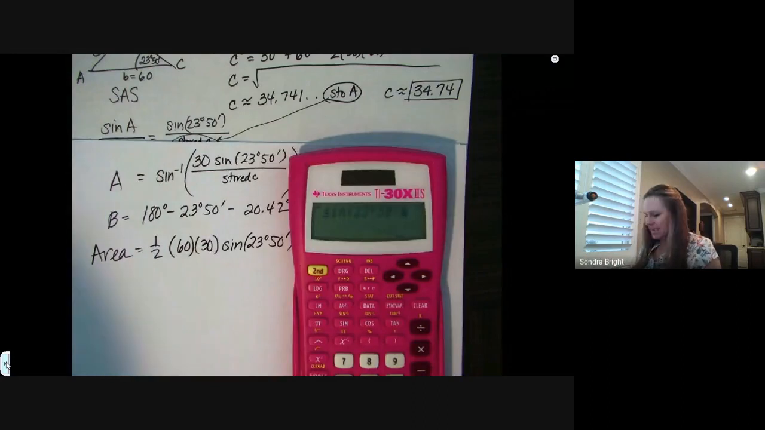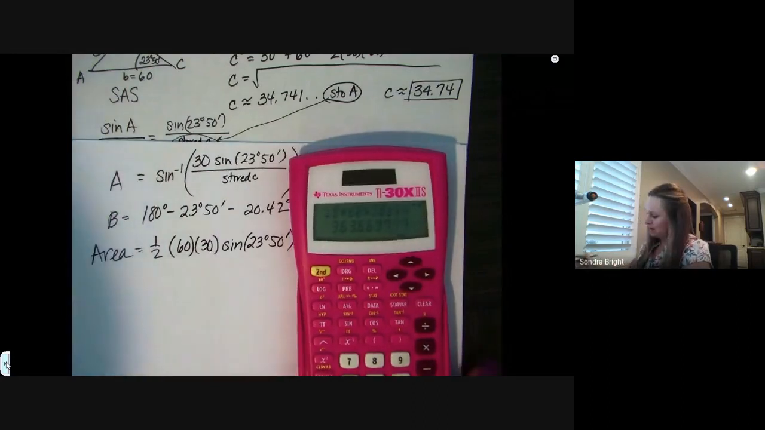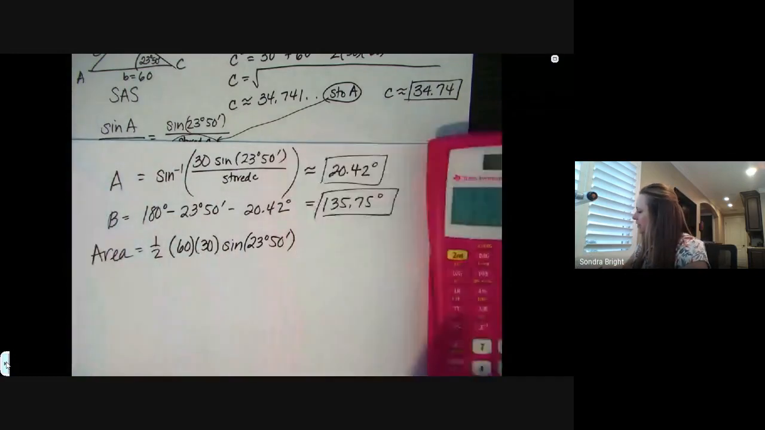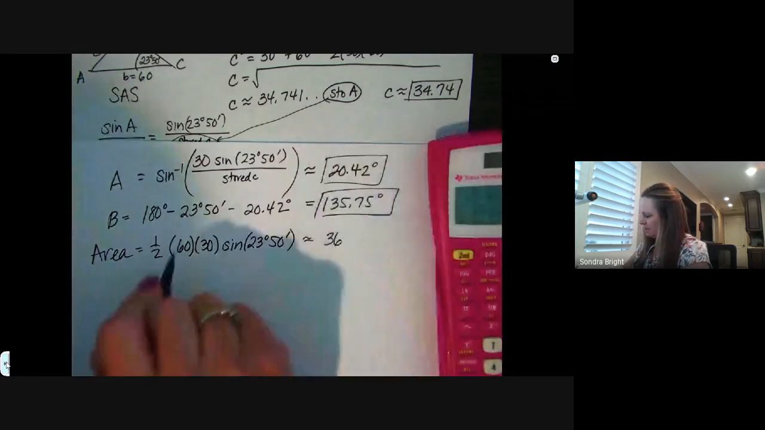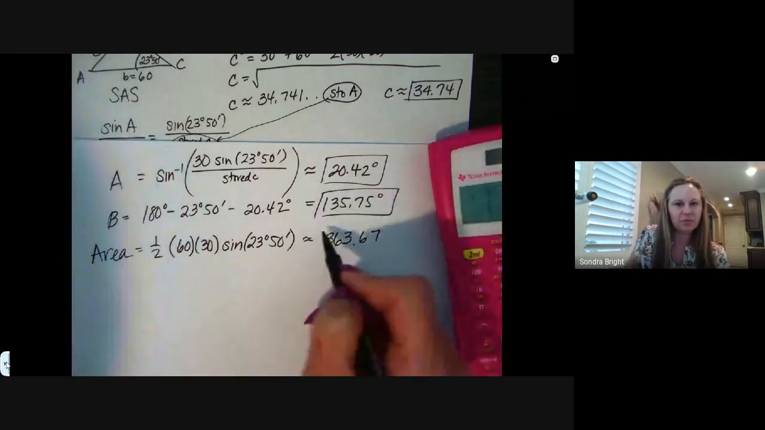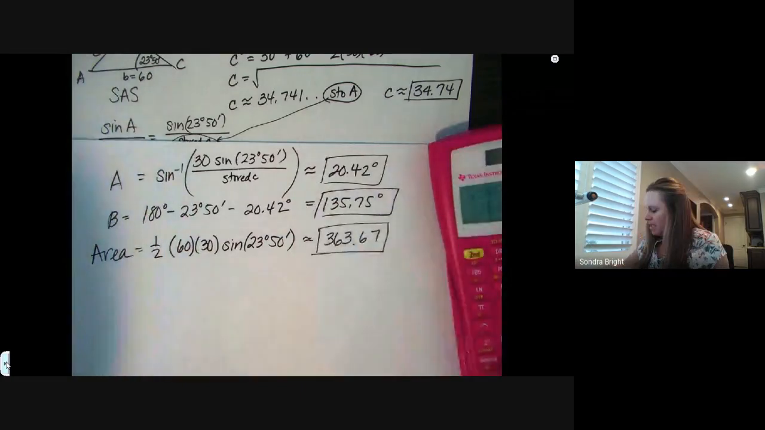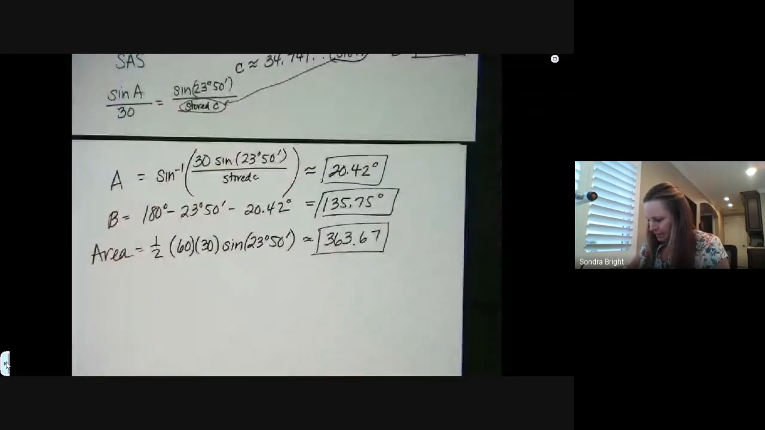All right, I got, the area is 363.669. I'm going to round to 2 decimal places, and so 363.67. Technically units squared, but whatever, don't care. All right, there we go. Nice. All right, let's do another example.